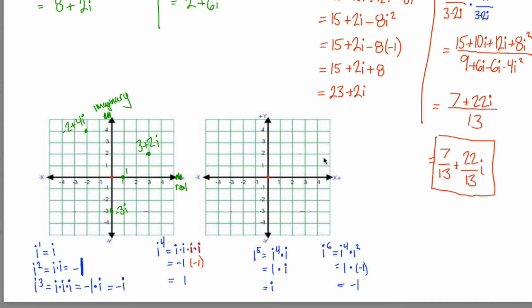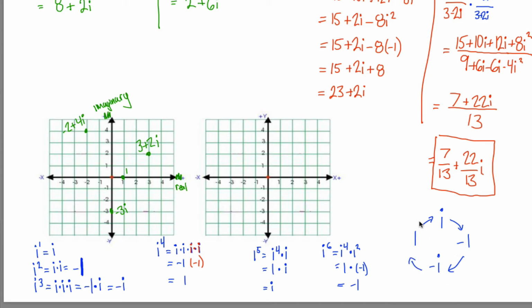In fact, what ends up happening is we get in this little loop. i to the 1st power is i, i squared is negative 1, i to the 3rd power is negative i, and i to the 4th power is 1. So we get this little loop that we can go around every time we multiply by another i.